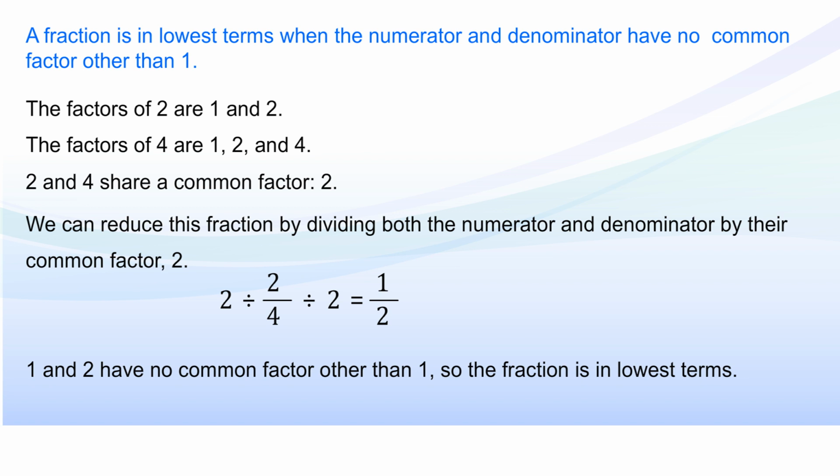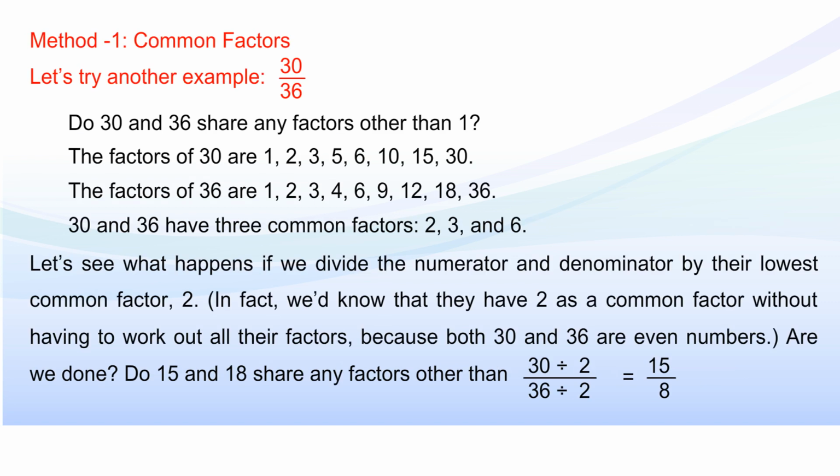We can reduce this fraction by dividing both the numerator and denominator by their common factor 2. 2 divided by 2 by 4 divided by 2 equals 1 by 2. 1 and 2 have no common factor other than 1. So the fraction is in lowest terms. Method 1. Common factors. Let's try another example.